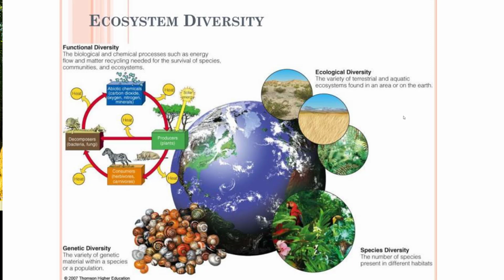If we go over to the right and think about ecological diversity, this is the variety of terrestrial and aquatic ecosystems found in an area or on the earth. While these are very different, we have a temperate forest, a dry area with mountains in the background. This would be a high desert. And then we have chaparral, which is very characteristic of Southern California and other parts of Mediterranean climates. So they appear different and they look different in form and function, but they all do have very similar functional diversity needs with different kinds of varieties and examples in them.